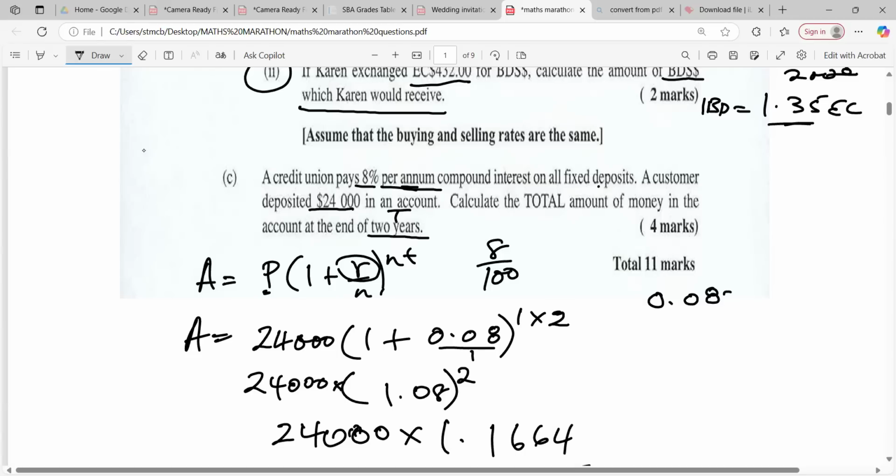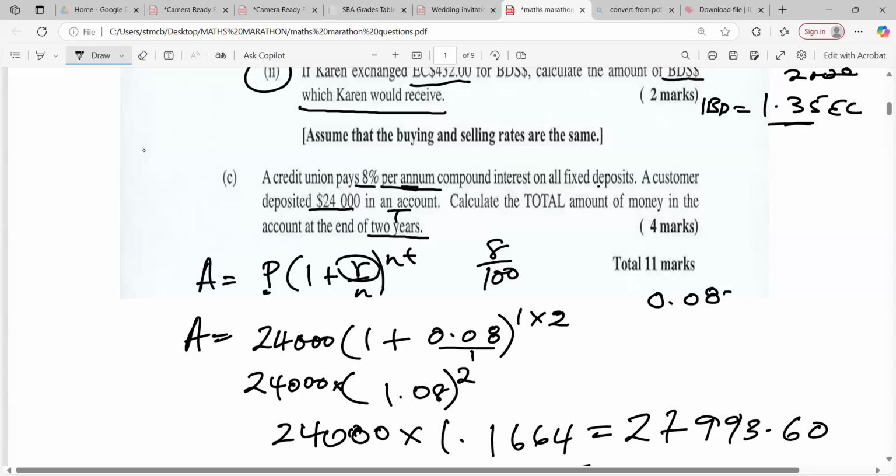I'm clearing the calculator, guys. Somehow I did not get it. I get it, but when we press times, it does not give me the correct answer again. So 1.1664 times 24,000. Finally, I realize something, guys. I have to clear my calculator. It now gives me this one.